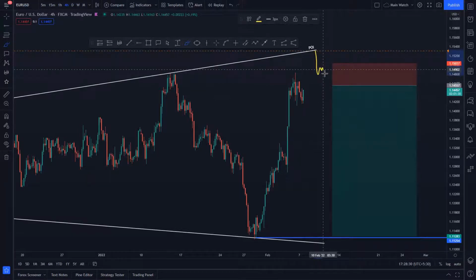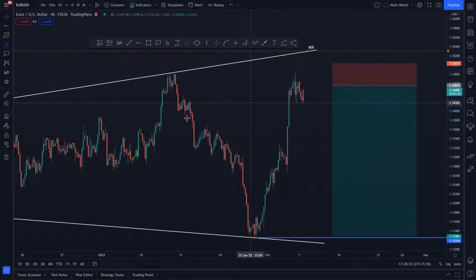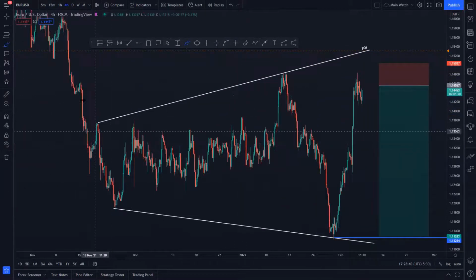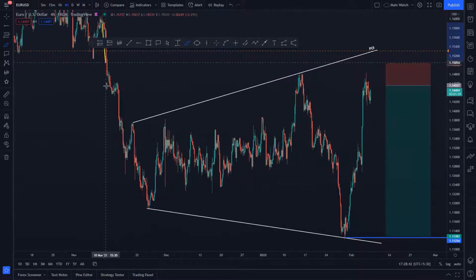which can be any continuation pattern. Most of the time I look for impulse, correction, continuation, because the repetition in price action is simply impulse, correction, continuation. If you look at this, you can see the impulse, then the correction, and again it moved on for the continuation.